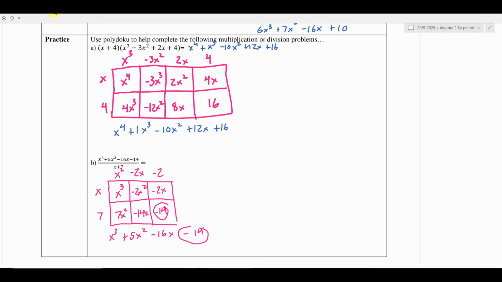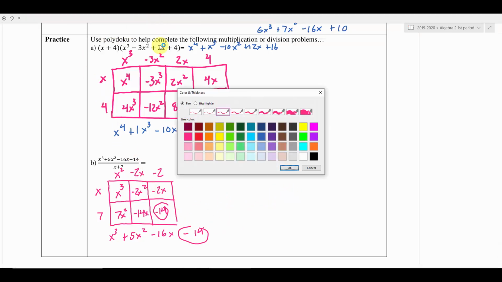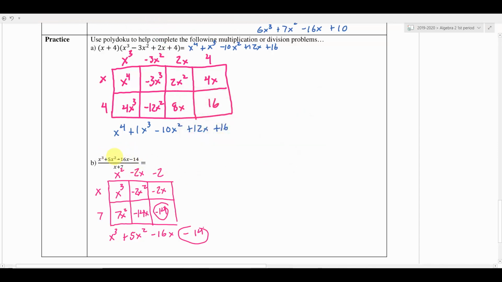So next thing I'm going to do is I'm just going to write out what the result of the division is. All right, so we can say x cubed plus 5x squared minus 16x minus 14 divided by x plus 7 is this thing up here up top, this x squared minus 2x minus 2. That's the result of the division.